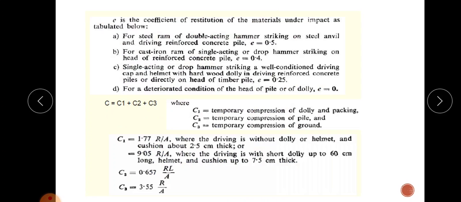E is the coefficient of restitution of a material under impact. For a steel ram of a double acting hammer striking on a steel anvil and driving a reinforced concrete pile, e is 0.5. For a cast iron ram of a single acting or drop hammer striking directly on the head of a reinforced concrete pile, e is 0.4. For a single acting or drop hammer striking on a well conditioned driving cap and helmet with hardwood dolly in driving reinforced concrete piles, or directly on the head of a timber pile, e is 0.25. So e is the coefficient of restitution and its value is like this. In problems it will be given.